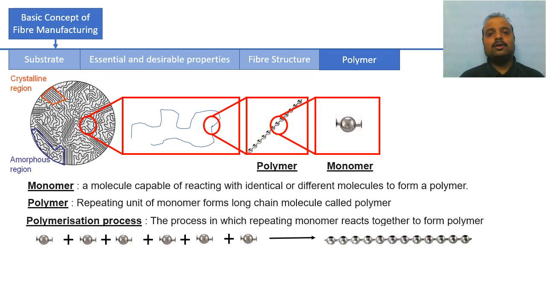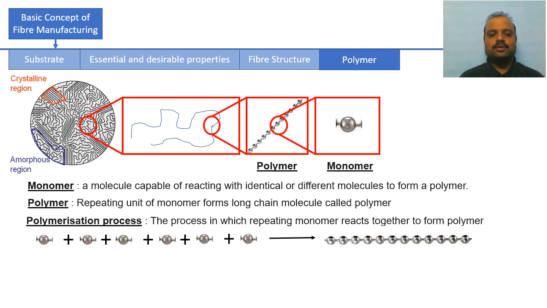There is another terminology called the polymerisation process. It is the process in which repeating monomers react together to form a polymer. There is a conversion process from monomer to polymer, and that conversion process itself is called the polymerization process. So in this figure, I just showed you there are several monomers available, but in the process, they react with each other and form a polymer together. A polymeric chain you can see as the end result.